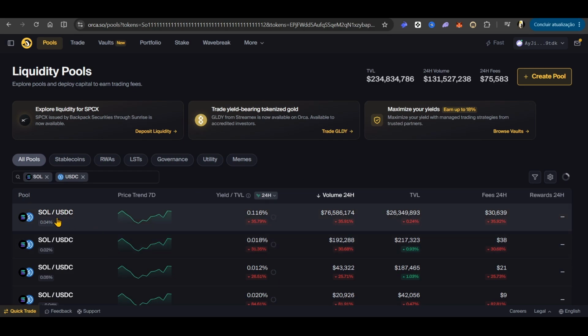Let's yield farm Solana. I will show you how you can set up a liquidity pool or plenty of liquidity pool positions using Solana for passive income. Now, as a complete beginner, you want to go on Orca. Make sure you are on orca.so.